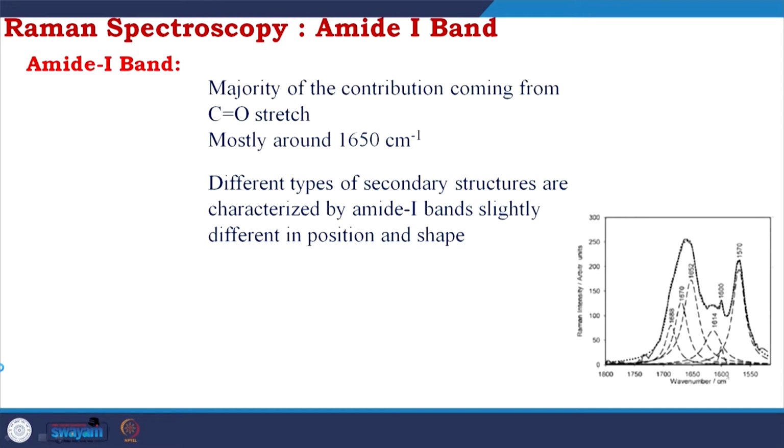In the amide 1 band, the majority of the contribution comes from the C double bond O stretch, mostly around 1650 centimeter inverse. Different types of secondary structures are characterized by the amide 1 band, slightly different in position and shape. So, you could do the assignment of secondary structure from the amide 1 band.